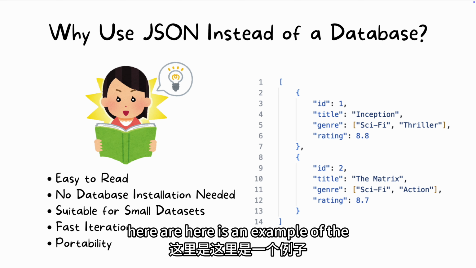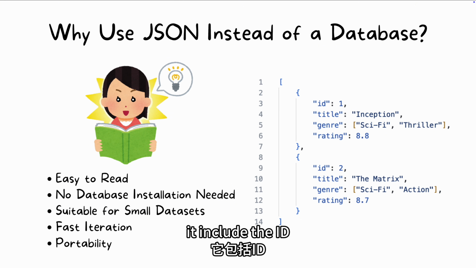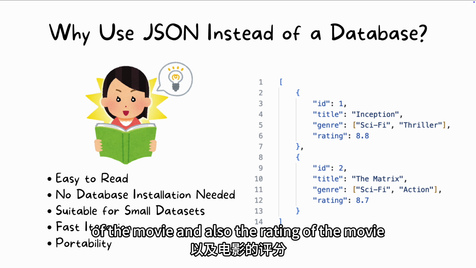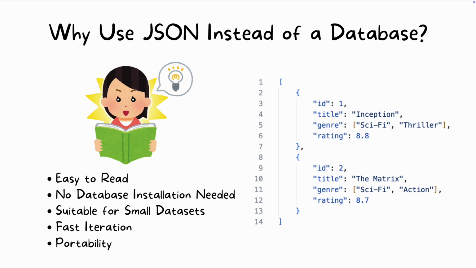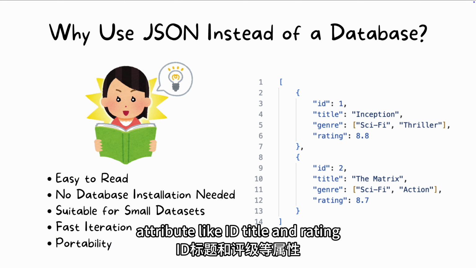Here is an example of the JSON data structure. It will be like this. It includes the ID and the title of the movie, the genre of the movie, and also the rating of the movie. Each movie is represented as an object containing attributes like ID, title, and rating.